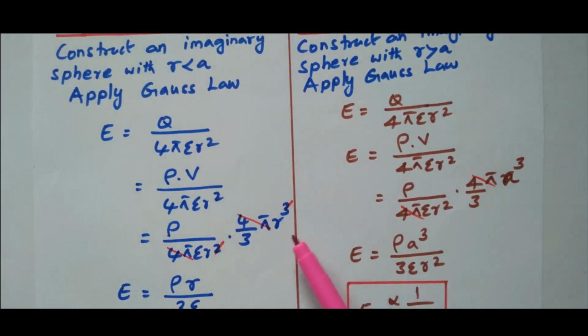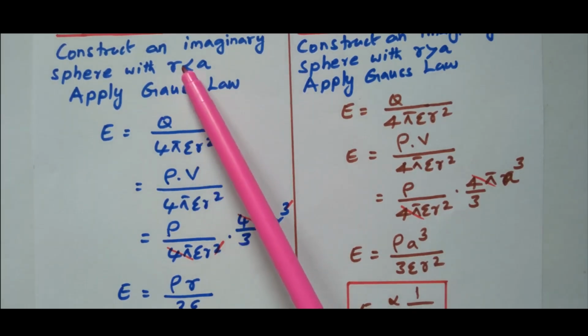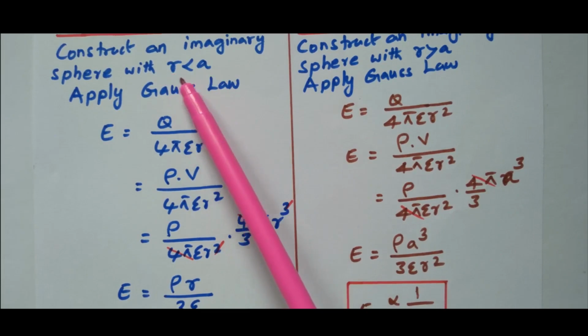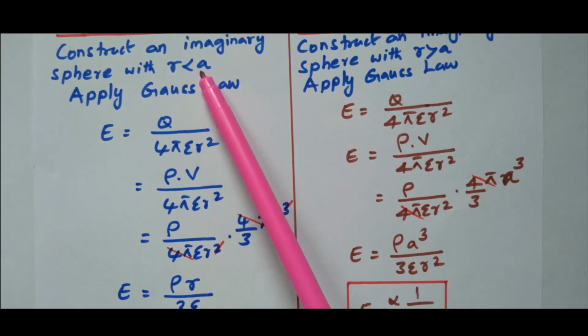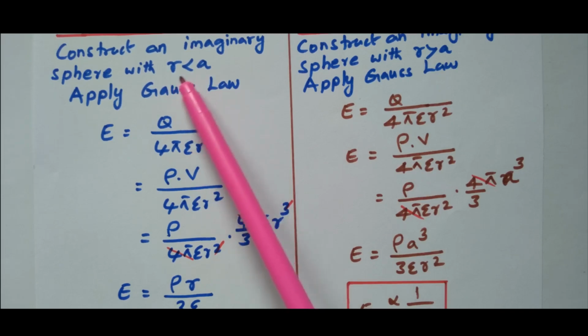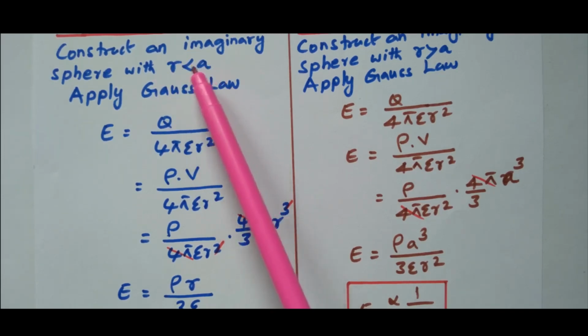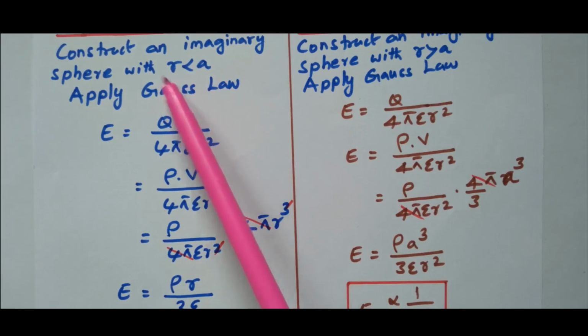Right? So the R value is a known value here because R is less than A. The A value is the defined value. A is the radius of the spherical cell. The radius may be 10 centimeter or 20 centimeter. If it is 10 or 20 centimeter, then R is less than 10 or 20 centimeter. So the value of R is a known value. From A we can easily identify the value of R.